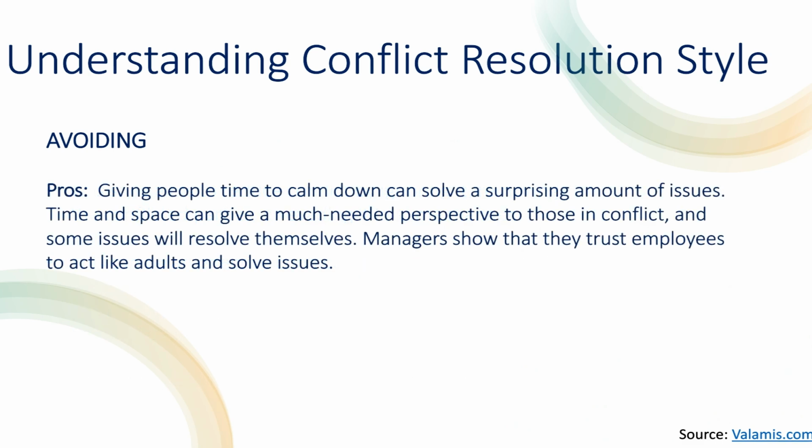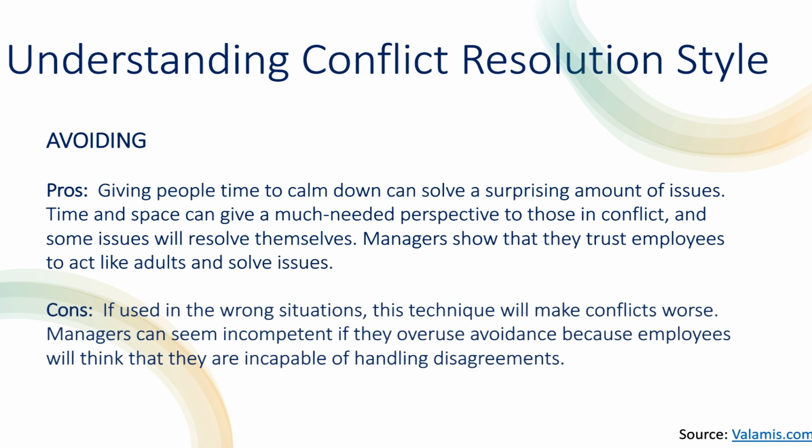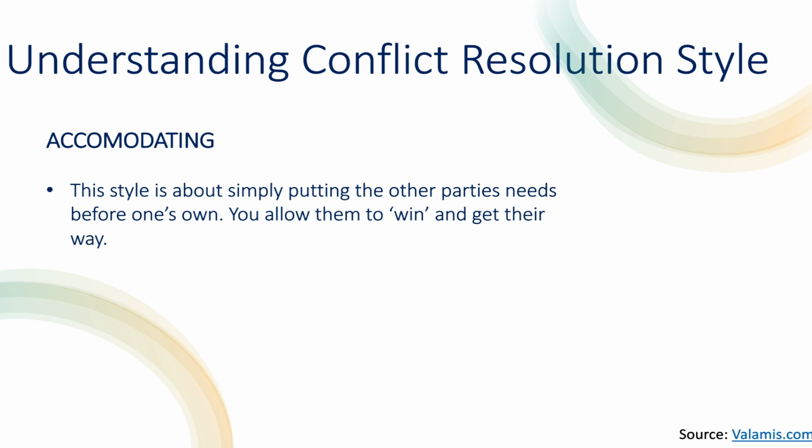A pro for this style is it gives people time to calm down, and it can survive a surprising amount of issues. Time and space can give much needed perspective to those in conflict, and some issues will resolve themselves. Managers show that they trust employees to act like adults and solve issues. The con is that if it's used in the wrong situations, this technique will make conflicts worse. Managers can seem incompetent if they overuse avoidance because employees will think that they are incapable of handling disagreements.